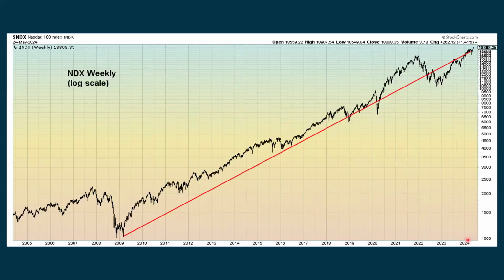And here's a long-term chart of the NASDAQ 100 going back to 2009. We're above the trend line. So longer term, we're still looking good.